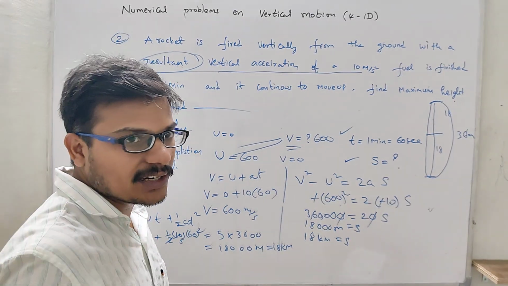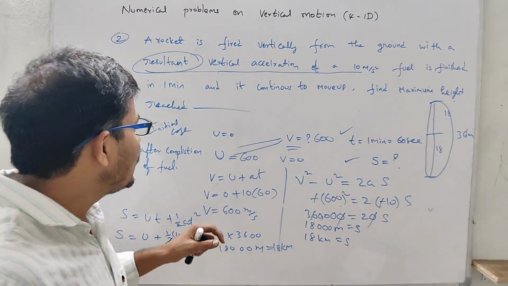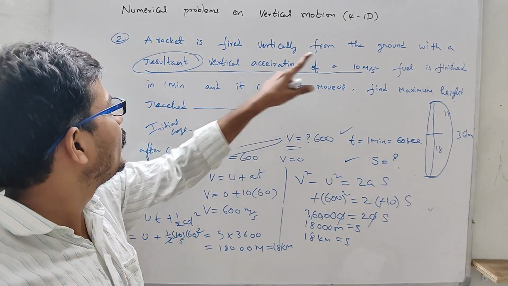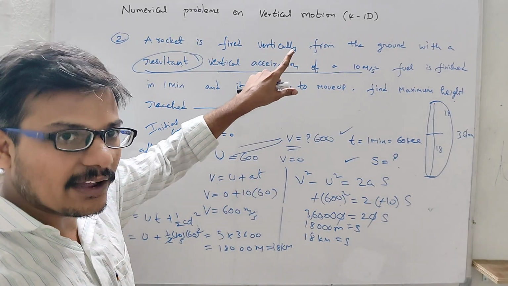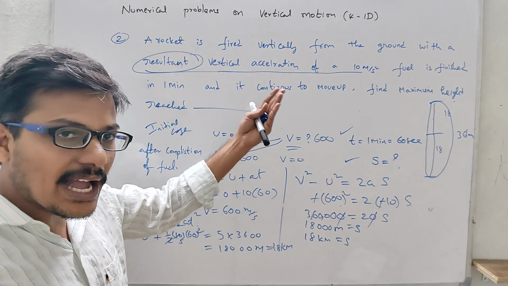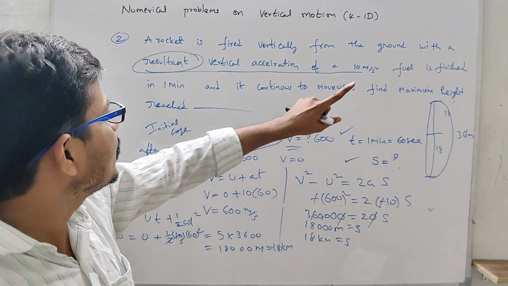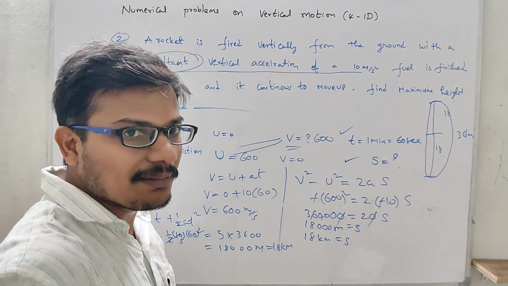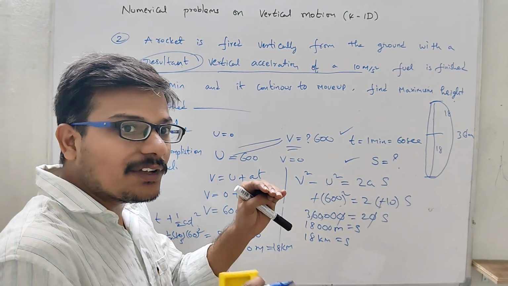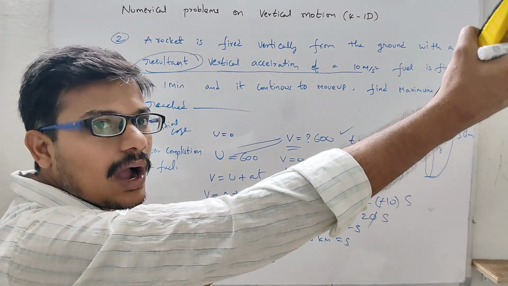I hope you understand. Once again, for those who did not understand: the rocket is fired vertically from the ground with a resultant vertical acceleration. Resultant vertical acceleration means that after overcoming the acceleration due to gravity, it has 10 meters per second squared acceleration, positive only. The fuel finishes in 1 minute, meaning 60 seconds, it completes its entire fuel. Up to that it will reach some height, and after reaching that point it still has some velocity. With that velocity it will move in the upward direction.